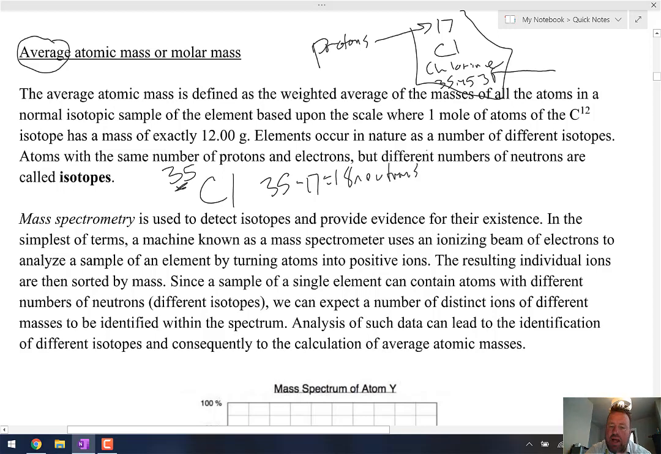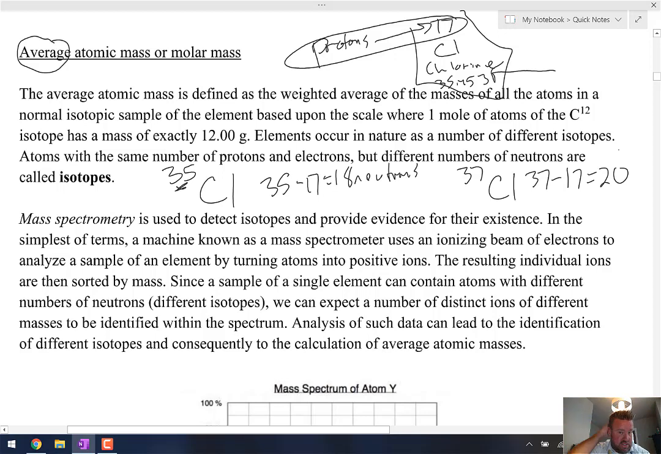Okay, but one of the other isotopes that exists of chlorine is chlorine 37. Okay, and again, how many protons does it have? That never ever changes. 17 protons. How many neutrons does that chlorine atom have, though? Is 37 minus the protons, which is 20. So some of the chlorine atoms that exist in nature have 18 neutrons. Some of them have 20 neutrons.